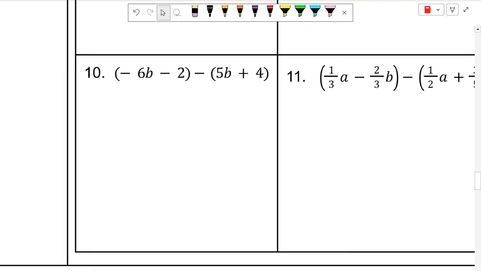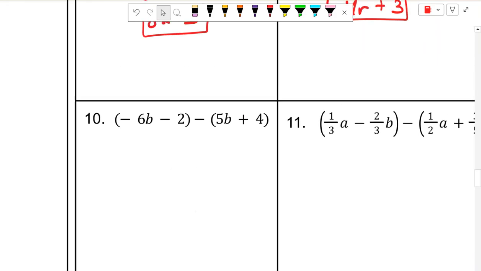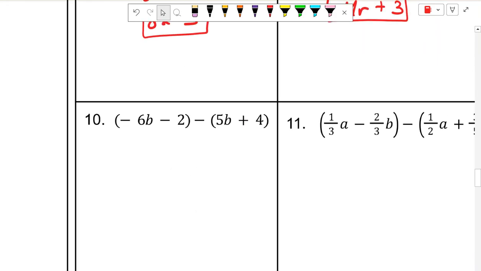Number 10, it's another subtraction problem. So let's work inside first with this subtraction sign. So we're going to use additive inverse here, and then we're going to go to this one, and this one, let me show you another way you can do it.